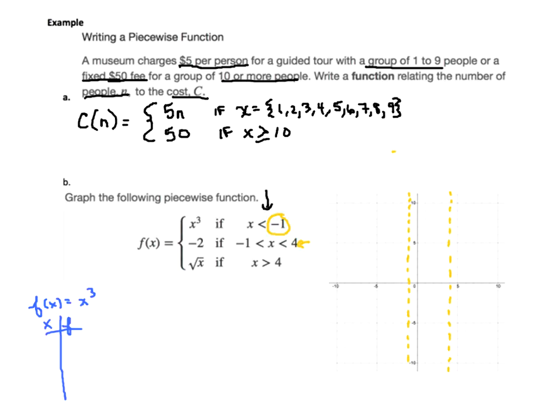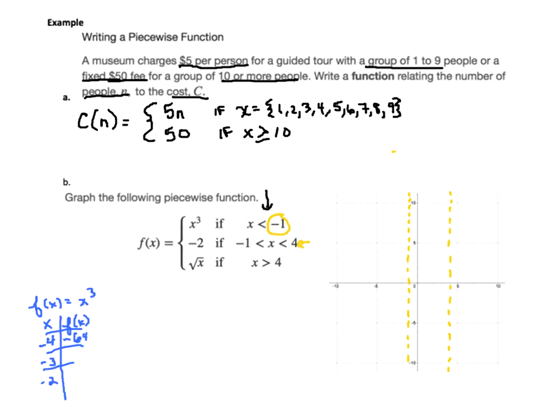Notice when I create an f of x table to create points to put on the graph, I don't want to choose anything that is exactly equal to or greater than -1. So I'm going to choose a few more values. I'll choose -4, -3, and -2. So when I cube -4, -4 times -4 times -4 is -64.